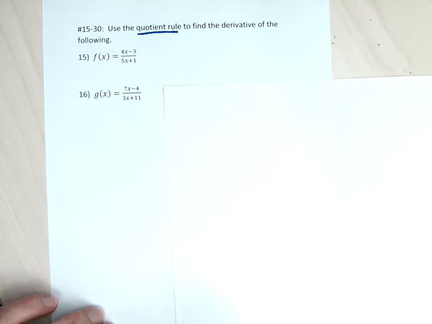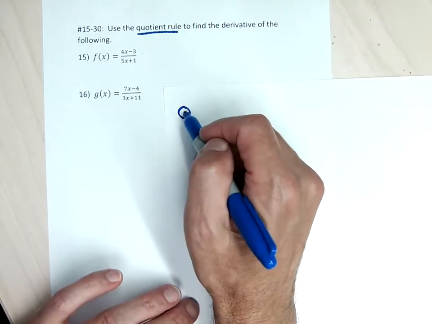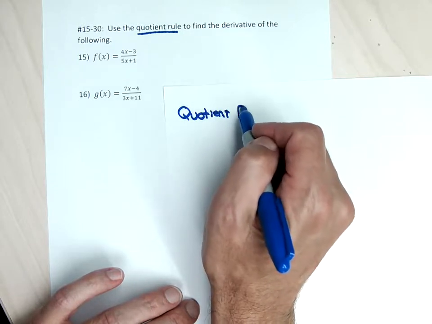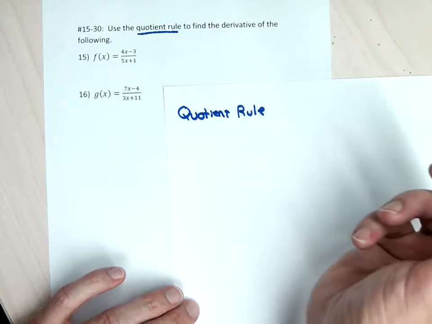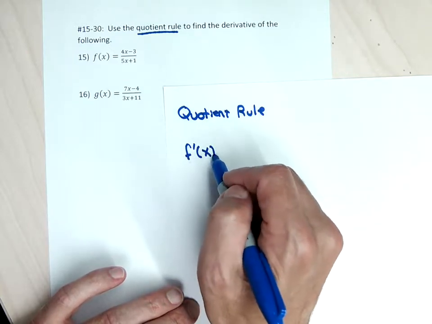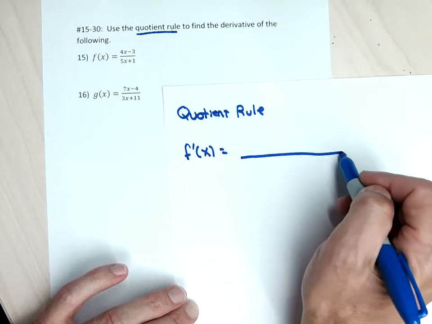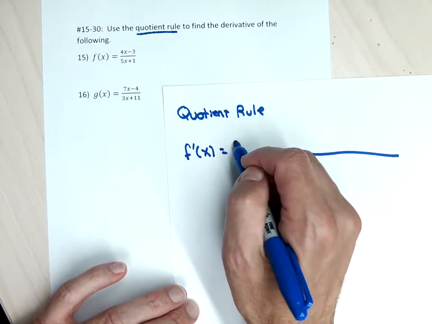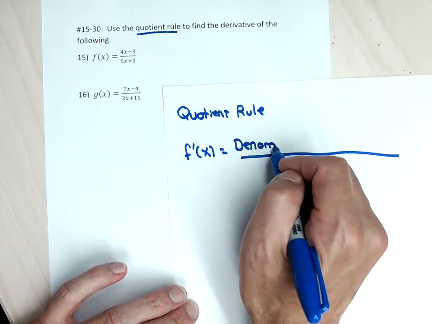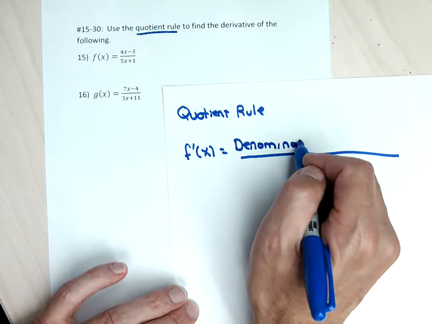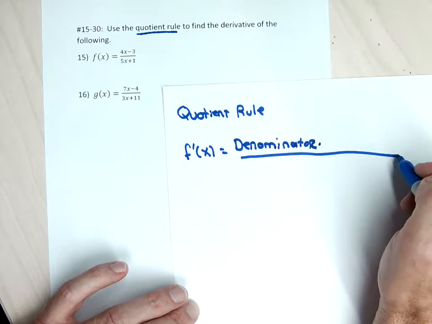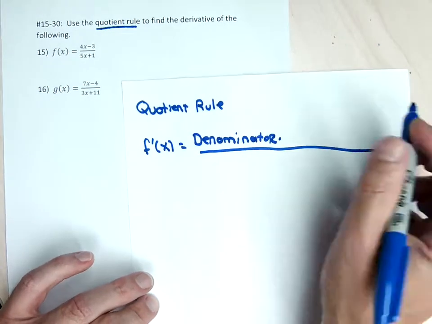So let me just write down what the quotient rule is. The quotient rule is used to find the derivatives of fractions when there's an x in the denominator. And the quotient rule basically says you can find the derivative of any fraction if you take the denominator and you multiply that by the derivative of the numerator.